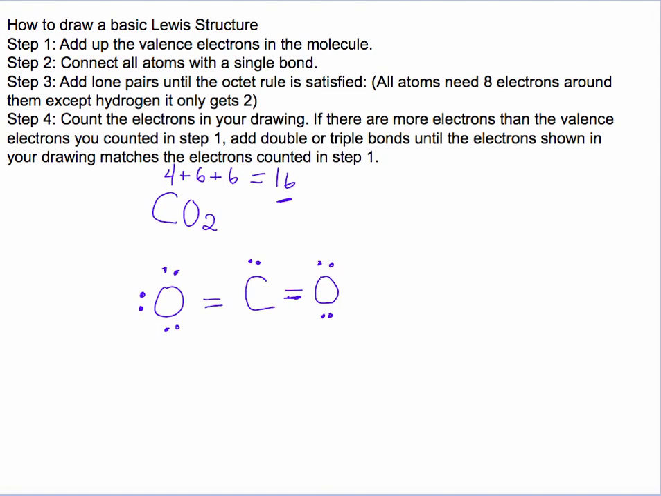So I'm going to put a double bond right there, and then I'm going to have to erase because as you can see around the carbon 2, 4, 6, 8, 10 now. So I have to erase, and now that makes 8 around carbon. Now this oxygen 2, 4, 6, 8, 10, it has 10 around it. It only needs 8, so I need to erase a lone pair. Now if you count 2, 4, 6, 8, everything has 8 around it.